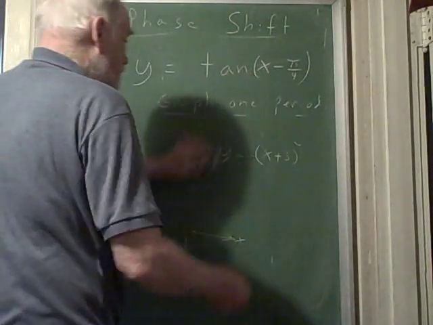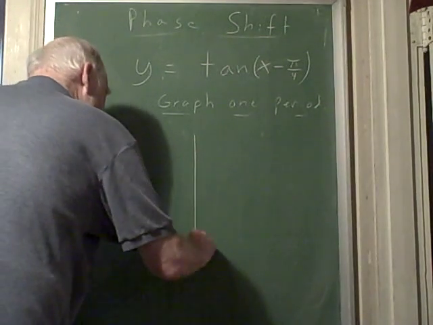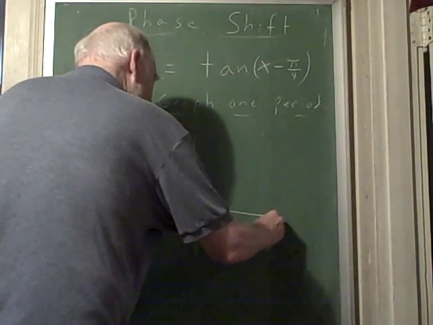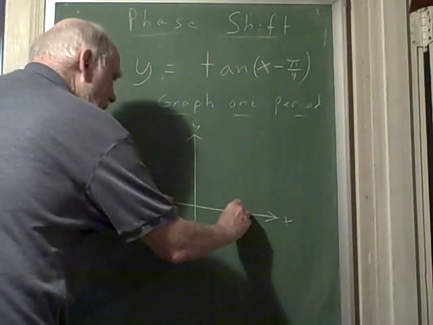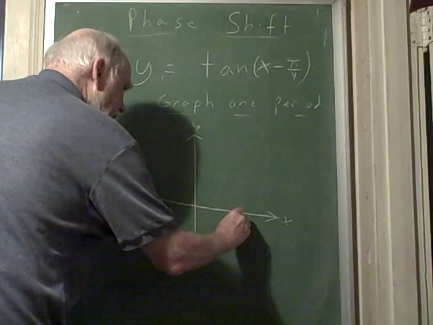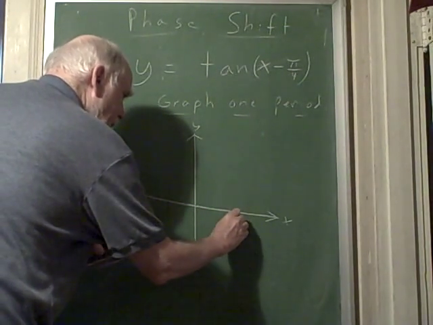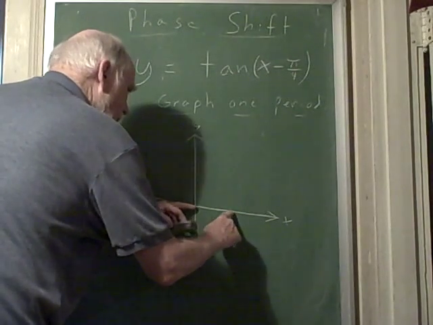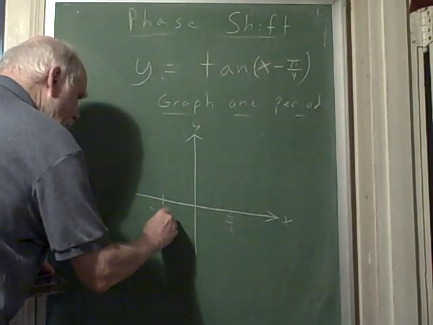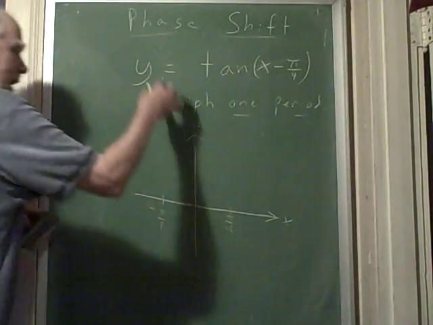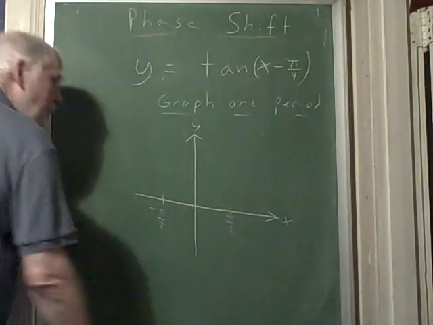So that's true of this too, and I'm asked to graph one period here, and here's how I'm going to do it. Here's the x, and here's the y. Normally, if you graph one period, you'd go out to pi over 2, and the same distance this way, minus pi over 2. And there'd be two vertical asymptotes coming down like this, and we'd put the tangent between them, which would trap it in like that.